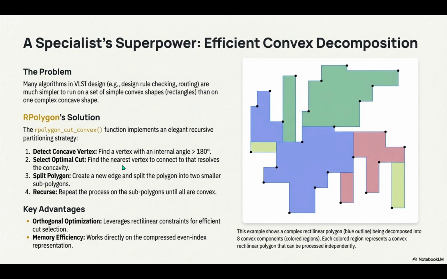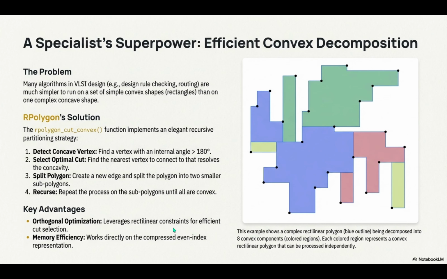Yeah, I found the analogy in the sources really useful here. If you're planning the shortest path for, say, an automated factory forklift, it's easy if the storage racks are just basic rectangular blocks. Right. But if the racks have U-shaped cutouts, the forklift can get trapped, or the pathfinding algorithm has to search a far more complex space. That is the computational headache. Concave obstacles confuse and slow down routing and verification algorithms.